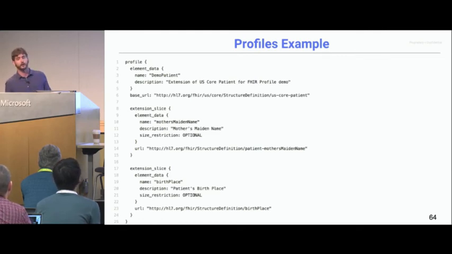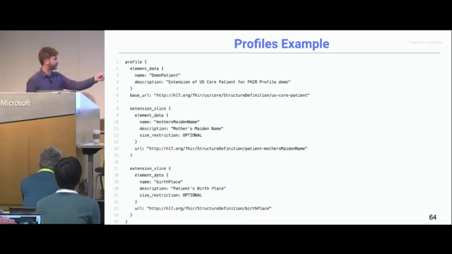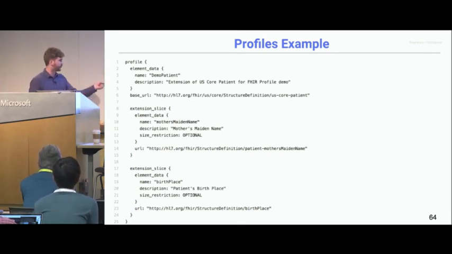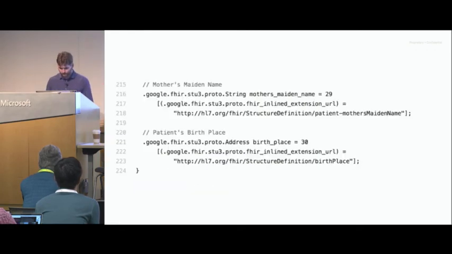How does this differ from the US Core patient? It's going to differ in two ways. It's going to have an extension slice for mother's maiden name for all extensions that have this URL, and it's got an extension slice for birthplace for all things that have this URL. And out pops what you would expect.